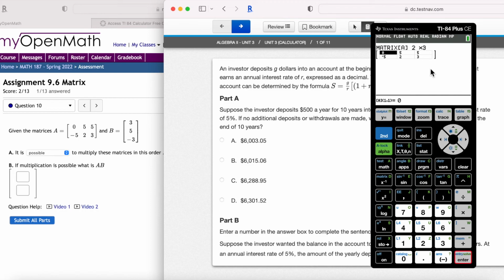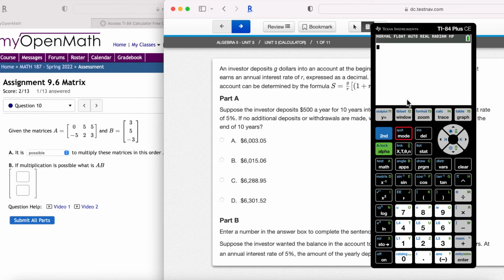And next I will need to enter my matrix B in here. So I'm gonna click this, go back to matrix, second matrix, and go to edit and choose B. B is 3 by 1. So I have 3, 5, negative 3. And then I go back to the main screen, second, quit.